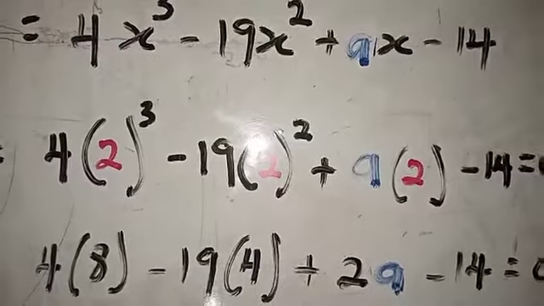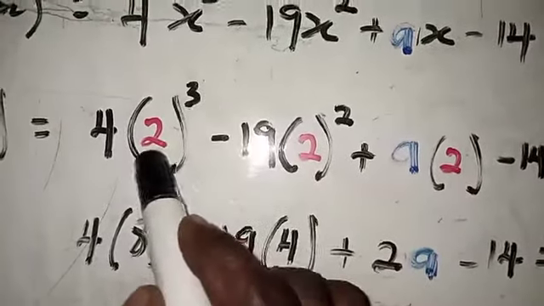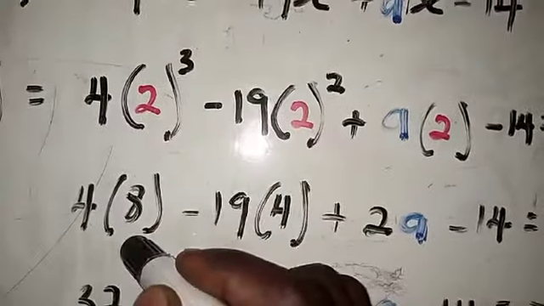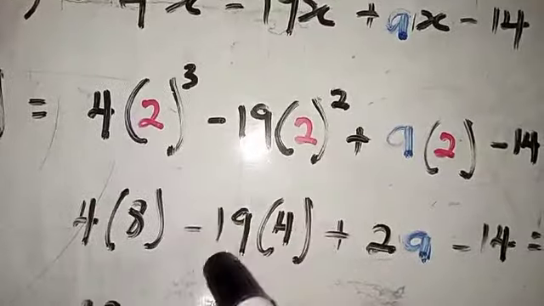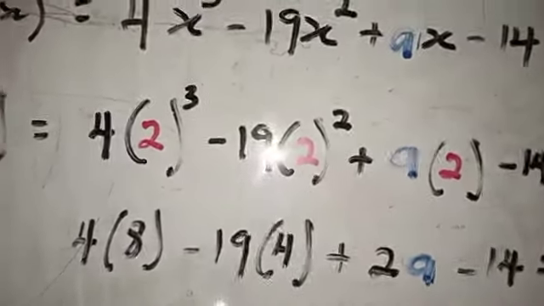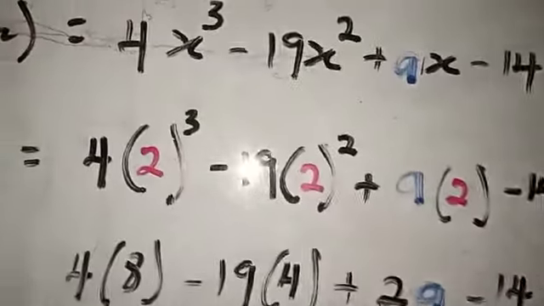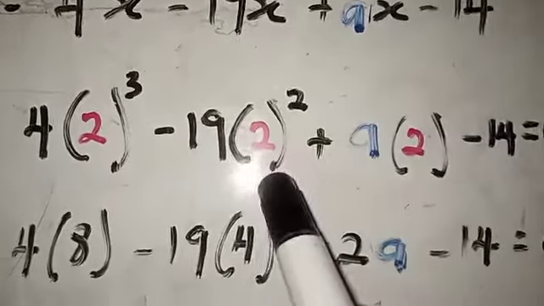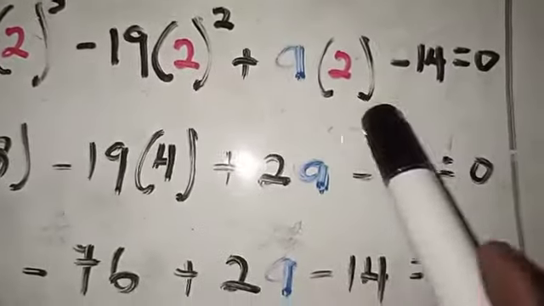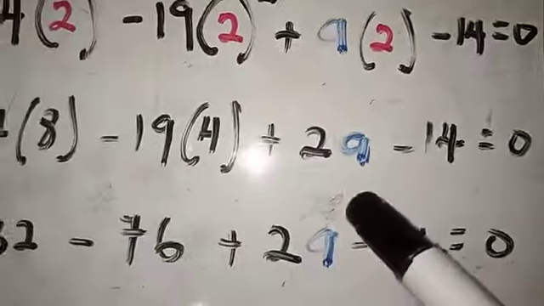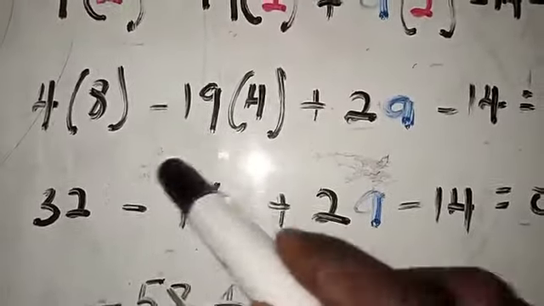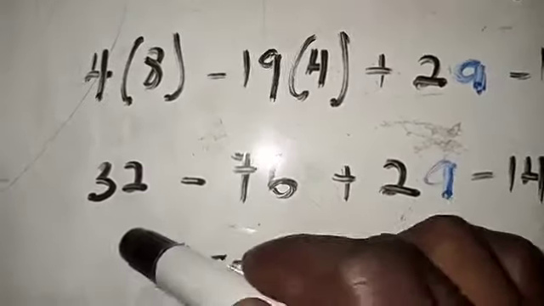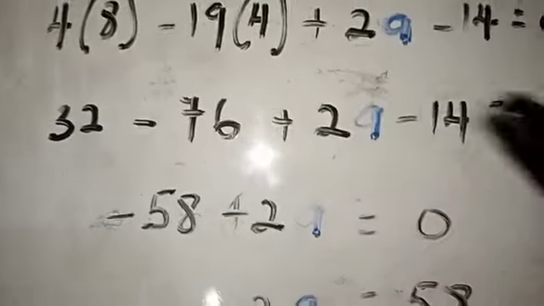Now do your calculation, very simple. You can see that 2 exponent 3 here will give us 8. Make sure that you put this guy into a bracket. Is that okay? Now 2 exponent 3 will give us 8 here, and then this guy will also give us 4. And then here, as usual, that will be 2a. So let's do the expansion here. So 4 multiplied by 8 will give you 32. This guy multiplied by that should be 76.